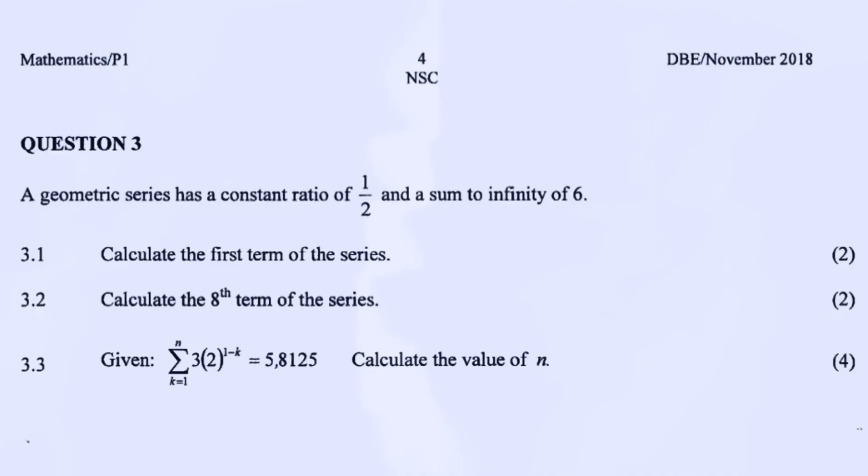It says that there's a constant ratio of 1 over 2. Our r is equal to 1 over 2, the constant ratio. And the sum to infinity, S infinity, is equal to 6 in this case. Our sum to infinity is 6. Well, guys, this is how it looks.